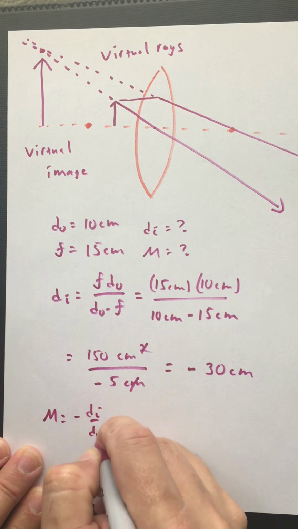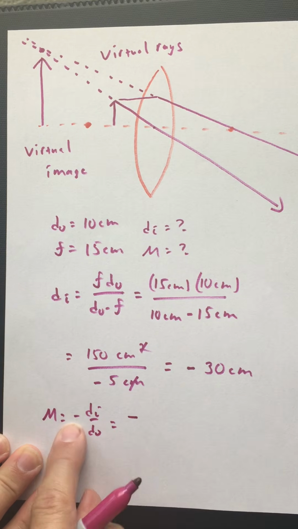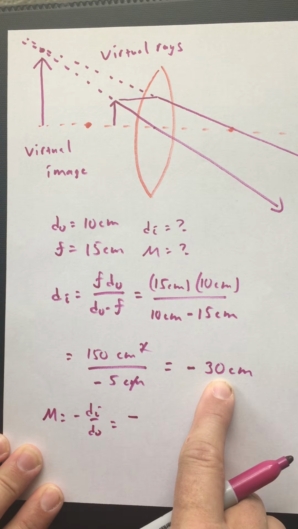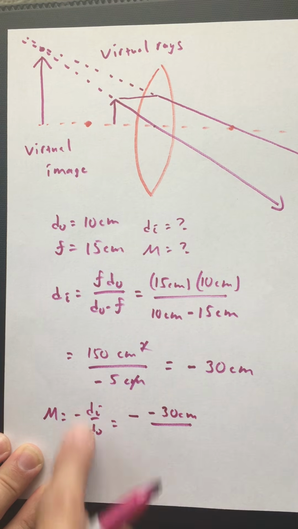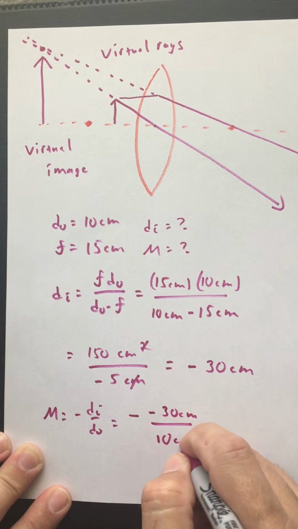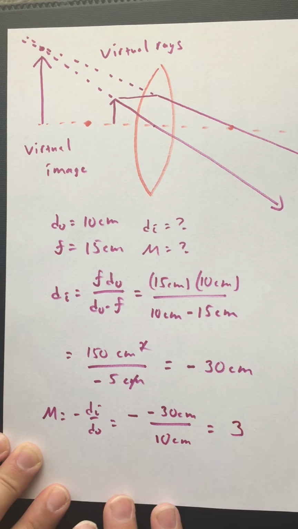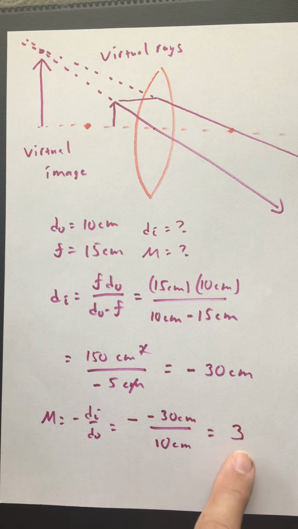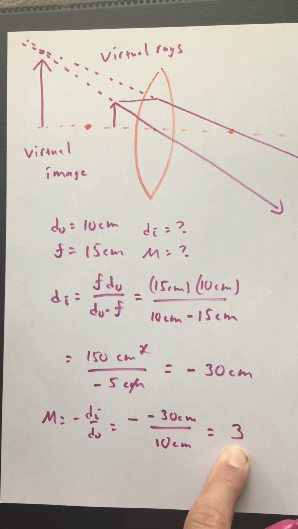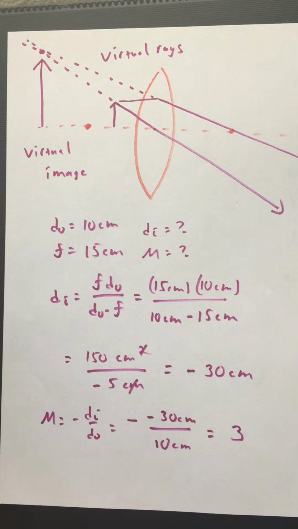Let's look at the magnification. Negative di over do. So keep track of this negative sign. This is from the definition. I get negative from here, and then negative 30 from here. Negative 30 centimeters over the distance to the object, which is 10 centimeters. So the two negatives are going to make a positive. I get a magnification of 3, which tells me it's positive, so my image should be upright. It's bigger than 1, so my image should be bigger than my object. Check, check. Upright, bigger than my object. So I feel good about this.